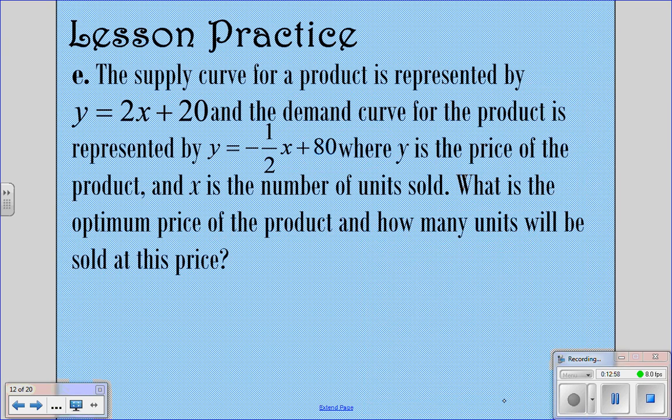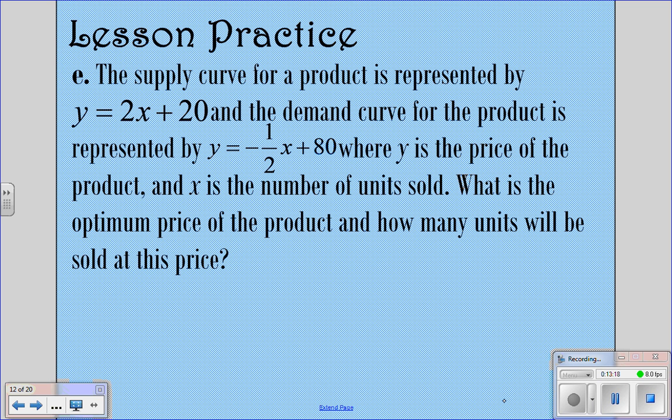Looking at the next practice problem, the supply curve for a product is represented by y equals 2x plus 20, and the demand curve for the product is represented by y equals negative 1/2 x plus 80, where y is the price of the product and x is the number of units sold. What is the optimum price of the product and how many units will be sold at that price?